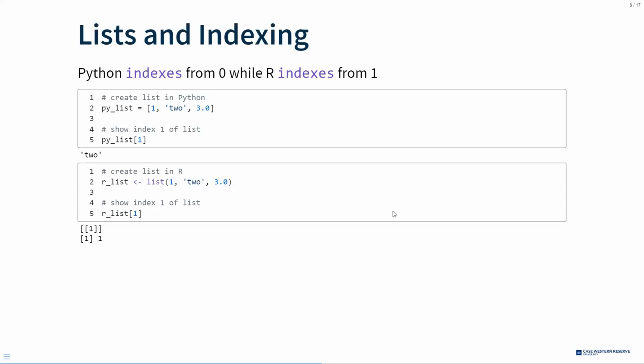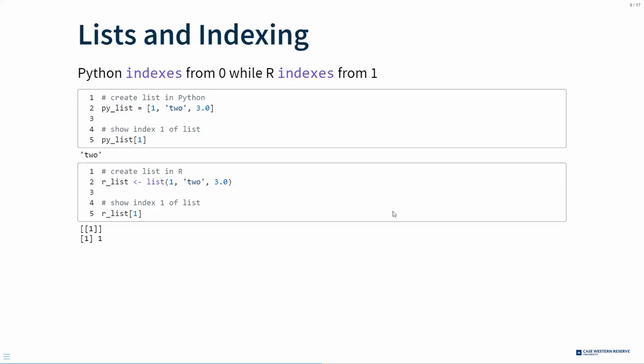This is because Python starts its index from 0. So that means that the 1 in the list actually is index 0 that we need to refer to. In R, however, it starts its index from 1. So we create the same exact list down in R below. And when we return index 1 of the list, we can see that it returns 1. So calling index 1 in Python returns the second element of the list, whereas calling index 1 in R returns the first element of the list.